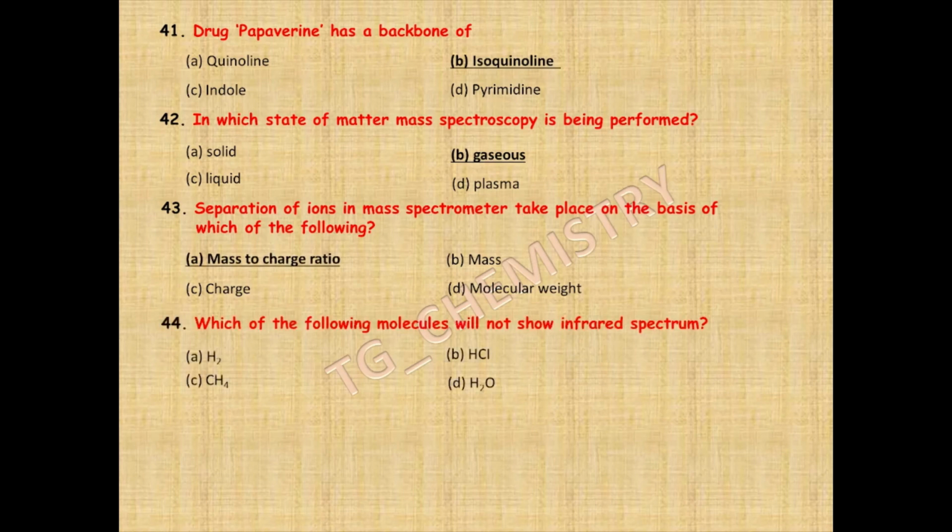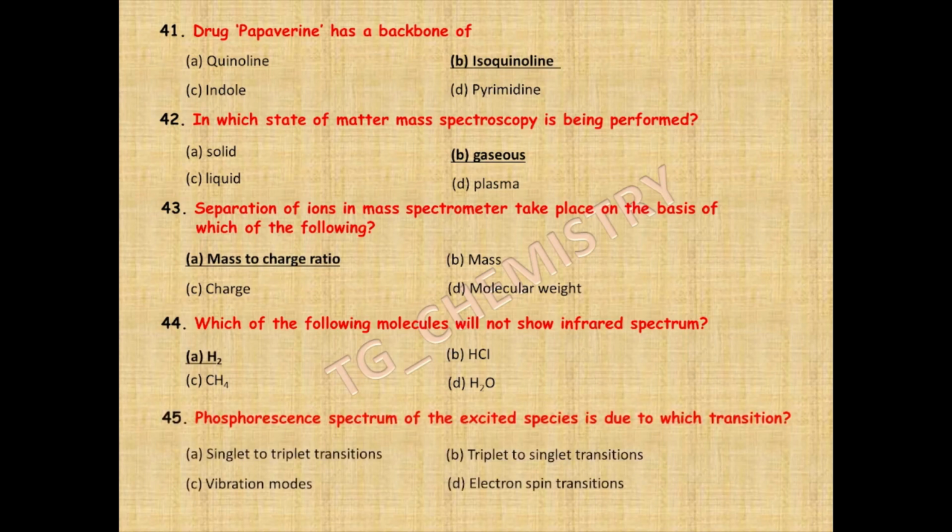Next, which of the following molecules will not show infrared spectrum? That means which of the following molecules is IR inactive? Options are H2 hydrogen molecule, option B HCl, option C methane, option D water molecule. Now the right answer should be option A, hydrogen molecule, which will be IR inactive.